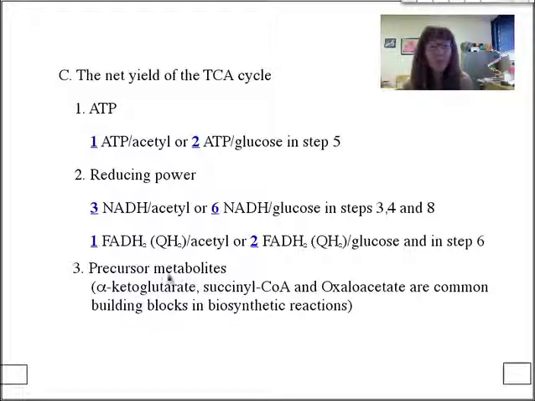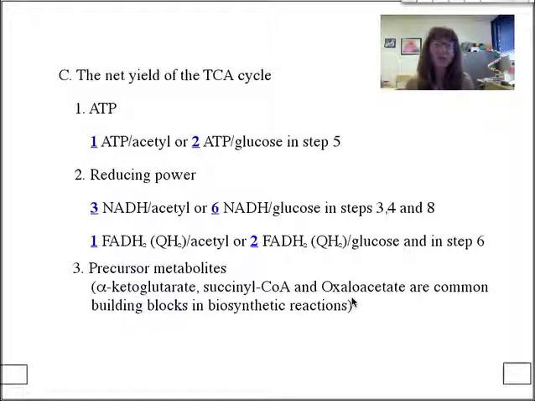not to mention all the precursor metabolites that can be made in the TCA cycle. For example, alpha-ketoglutarate can get utilized to make glutamate and aspartate. Succinyl-CoA can be utilized to make porphyrins. Oxaloacetate can be utilized to make glucose. So there are a lot of ways in which these intermediates can get siphoned off and be used in anabolism.